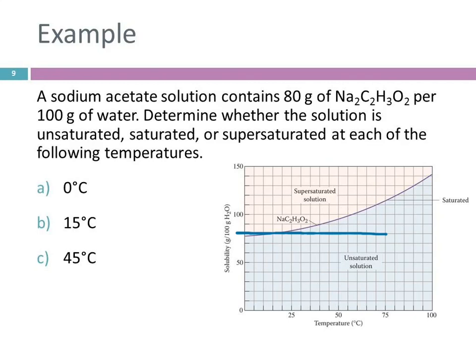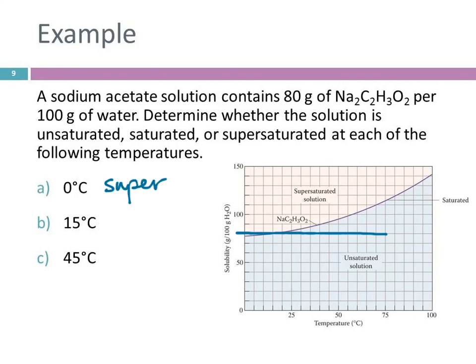Determine whether this solution is unsaturated, saturated, or supersaturated at each of these temperatures. So at 0 degrees Celsius, the actual solubility of sodium acetate at that temperature is less than 80. This has more dissolved than should be. So what is it? It's supersaturated.